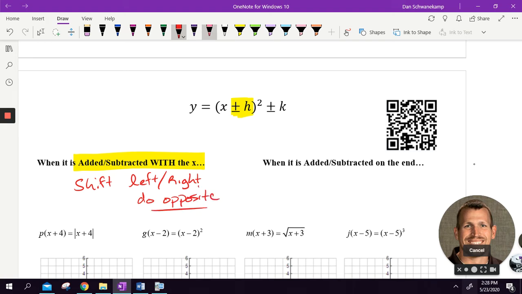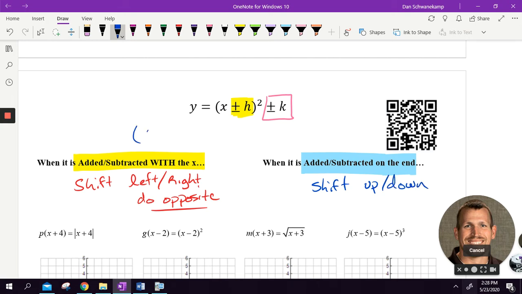If we've got a plus or minus k, so if we take something and it's added or subtracted on the end, that is going to shift our graph up or down, and we do what it says. So what do I mean with that? Well, if it says (x plus 2) squared, normally when you think plus 2, you think to the right 2, but we're going to do the opposite. It'll take you left. And if it's added on the outside, like x squared plus 4, that plus 4 is hanging on the end. I think plus 4, I think up, it is going to take me up. We're going to do what it says.